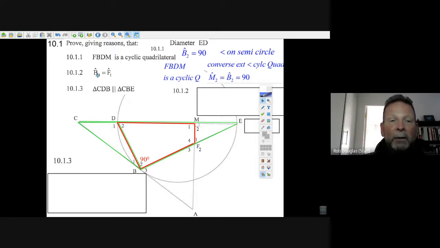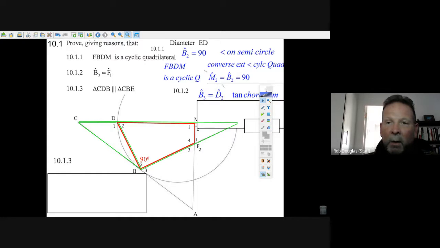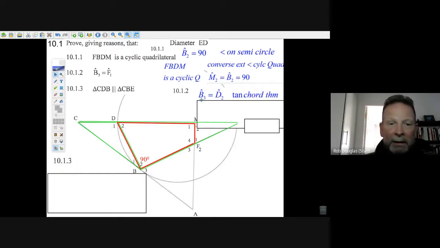Let's take a look and see if BF equals F1. We're going to try and prove that. Okay, well, we've got B3. B3 is equal to F1. Well, let's take a look at this. We know that B3 is equal to D2 because this is an angle between a tangent and a chord. There's the chord. An angle between the tangent and the chord equals the opposite angle, that D2 there. So B3 is equal to D2. That's the tan chord theorem.